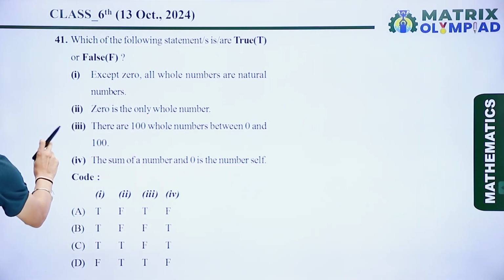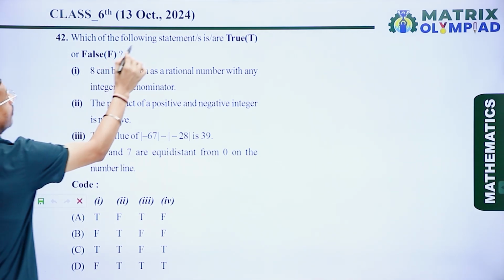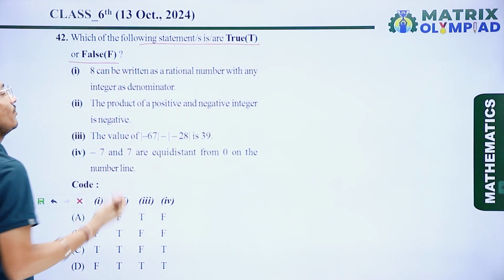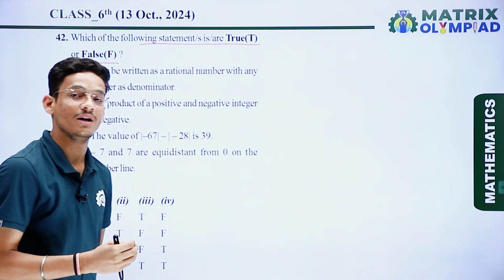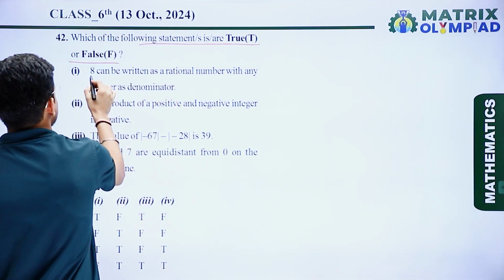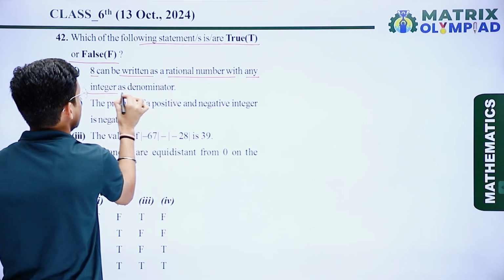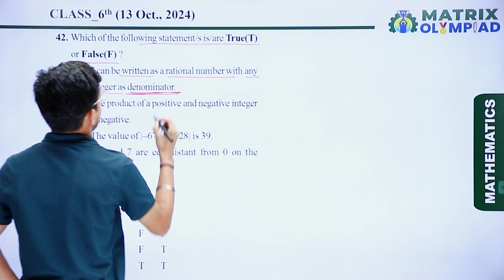So if I talk about the next question, that is, which of the following statements are true or false? So again we have given statements and we have to find which one is true and which one is false. So statement number 1, that is 8 can be written as a rational number with any integer as denominator.